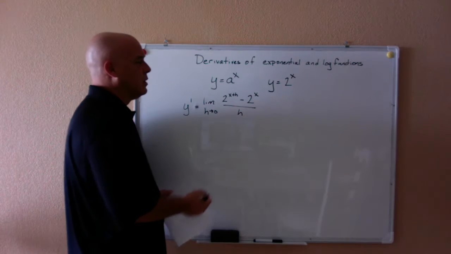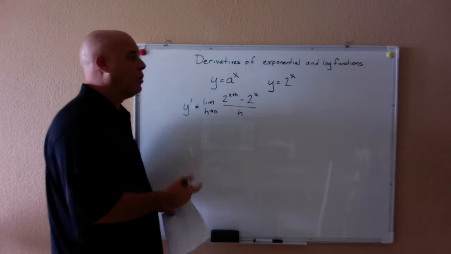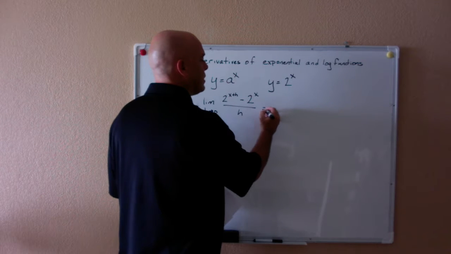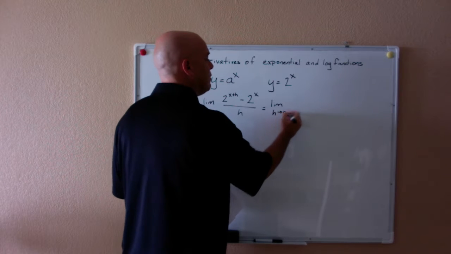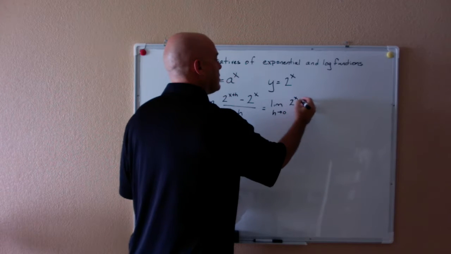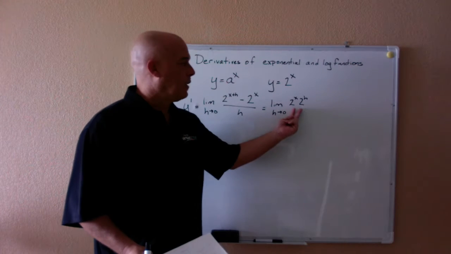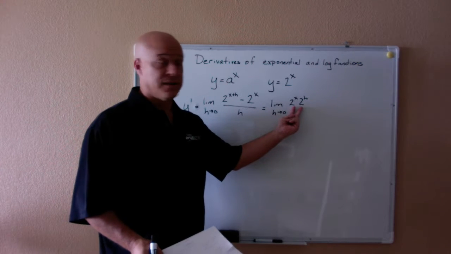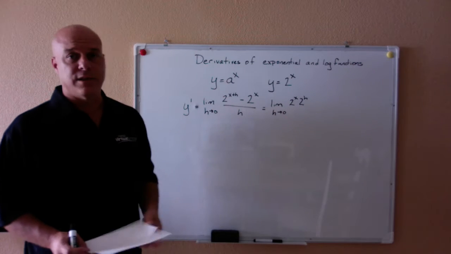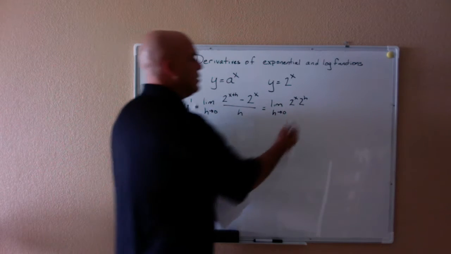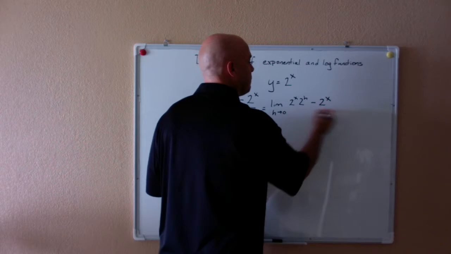When we do this, there's no factoring or anything that can occur right now with what we have. What I'm going to do though is say that's the limit as h goes to 0 of 2 to the x times 2 to the h. Remember that when we have two functions being multiplied together with the same base, we can add the exponents. So 2 to the x times 2 to the h is the same as 2 to the x plus h. So I have 2 to the x times 2 to the h minus 2 to the x, all divided by h.